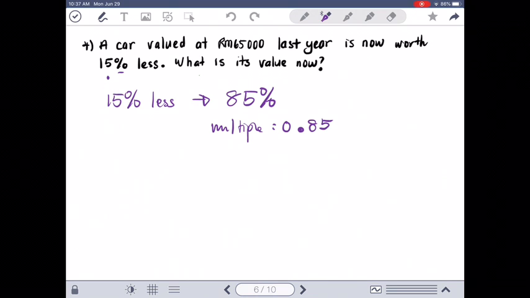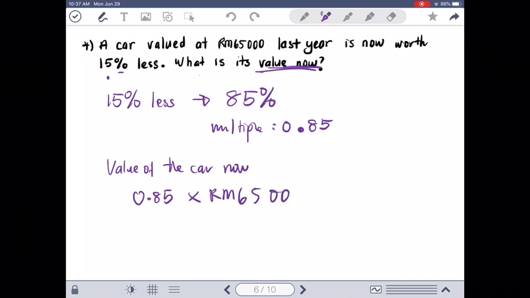So we can use this multiplier to find the value of the car now. It's just equal to 0.85 times RM 65,000. So the answer is RM 55,250. As we have a new year, the price of the car goes down by 15%. The price is 55,250 ringgit.